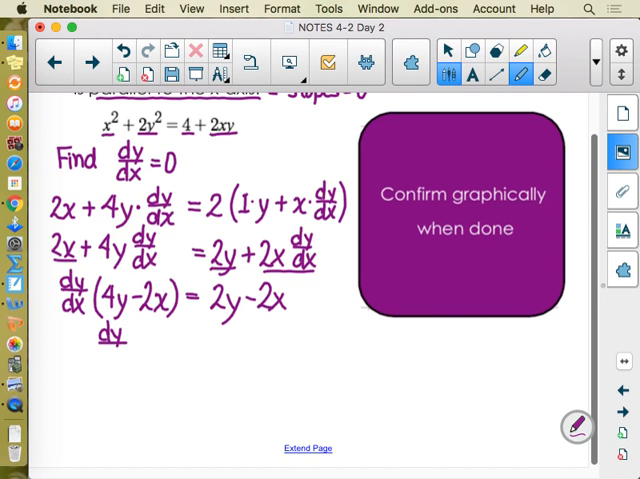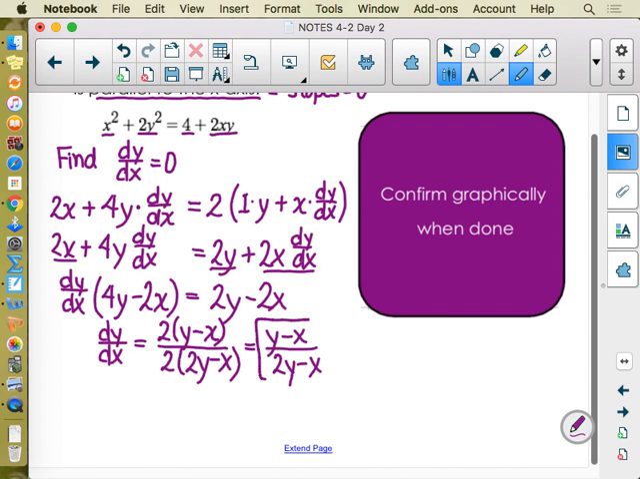So the derivative with respect to x is going to be, and I'm going to factor a 2 out of this right away as I write it, because I'm noticing that everything I've got has that. So when I divide both sides by that 4y minus 2x, I notice that factor of 2, so my derivative is y minus x all over 2y minus x.